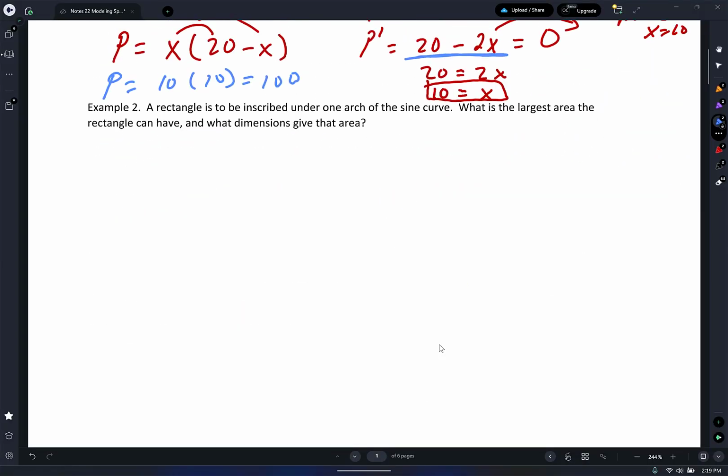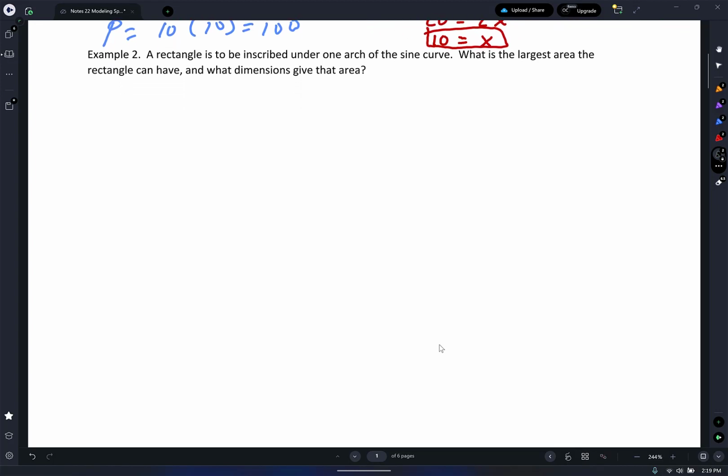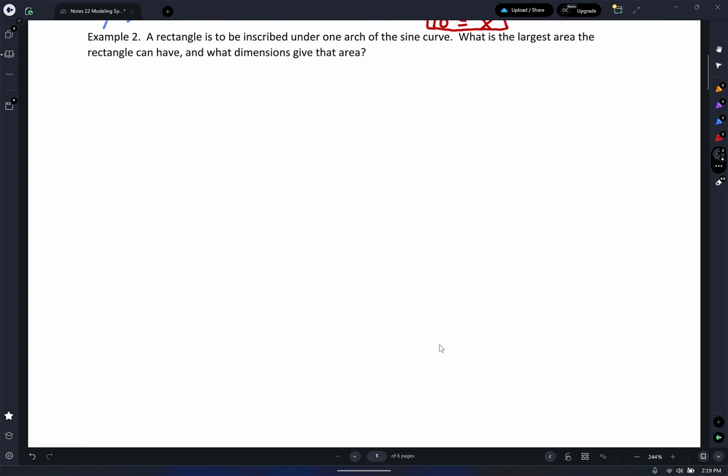All right. Here we go. This question. Here's where we really left off. And I think we already kind of figured it out. So I'm going to go slow, as slow as I can. A rectangle is inscribed under one arc of the sine curve. What is the largest area the rectangle can have, and what dimensions give you that area?